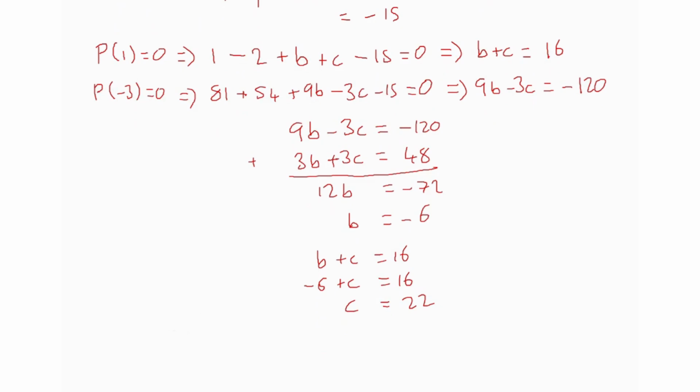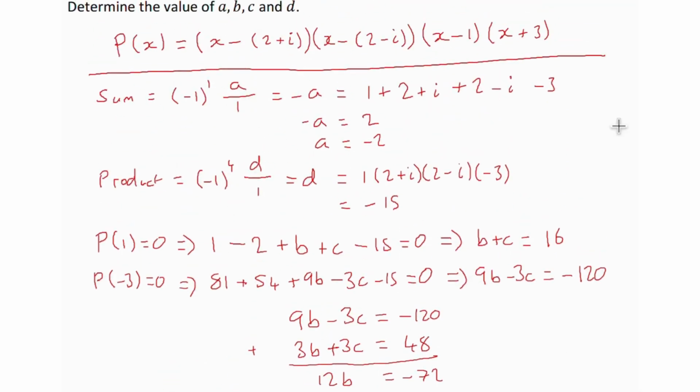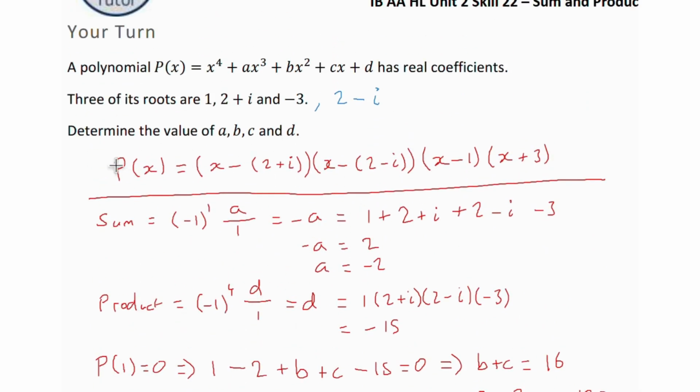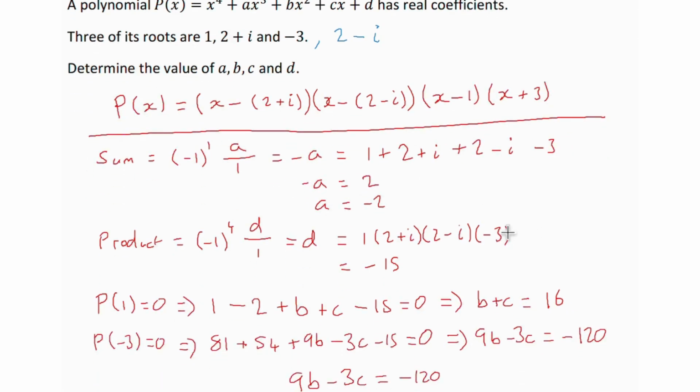Putting that all together, I had a is equal to minus 2, b is equal to minus 6, c is equal to 22, and d is equal to minus 15. Now, as I said, I could have done this by just expanding this out and getting those 4 values. That would be a perfectly valid way to do it. Maybe it would be a bit quicker, not really sure. But I just wanted to show you another approach to take to this problem using the sum and product of roots, which can sometimes be a little bit more efficient in getting to the correct answer.